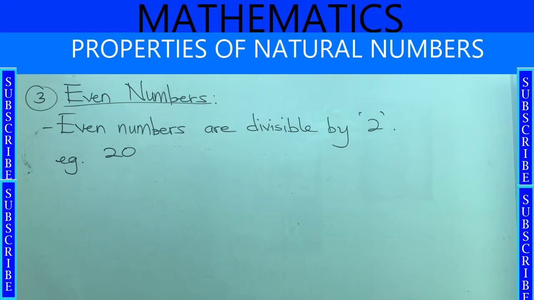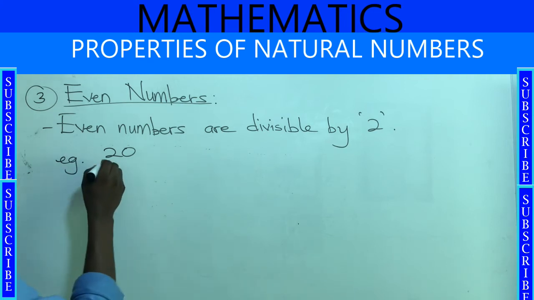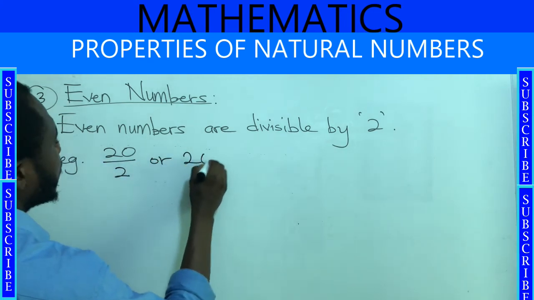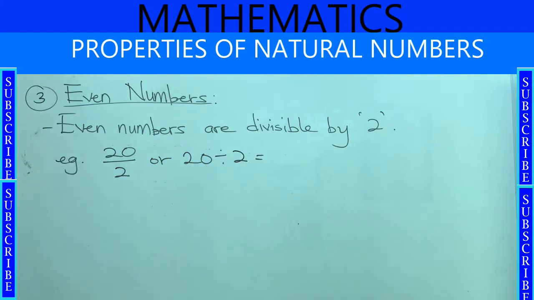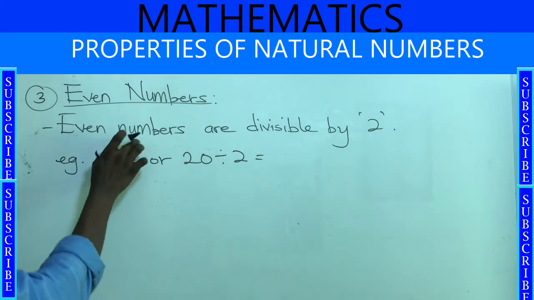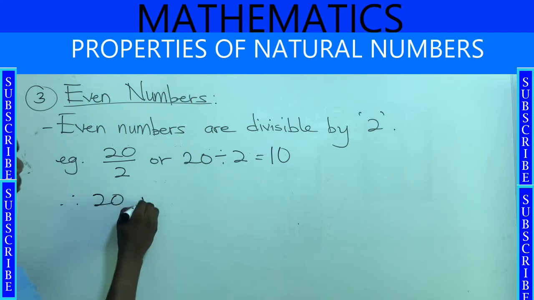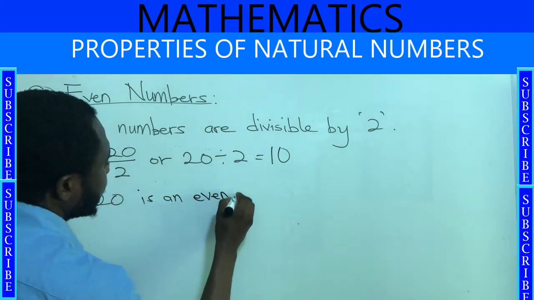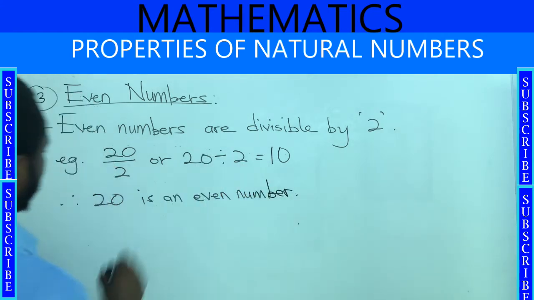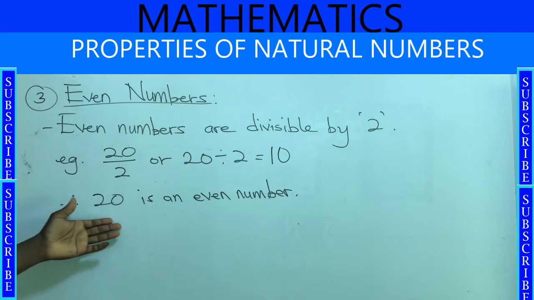So let's go to the board and have a look at it. 20 divided by 2. In both cases, when you divide 20 by 2, the answer is 10, right? So do we have a remainder? No, there is no remainder, meaning the number 20 is an even number.